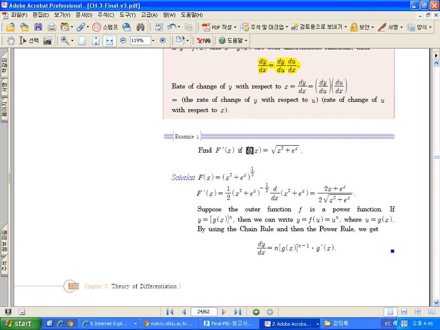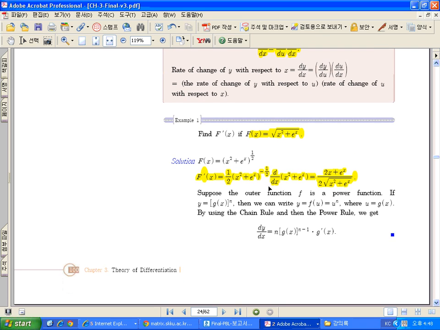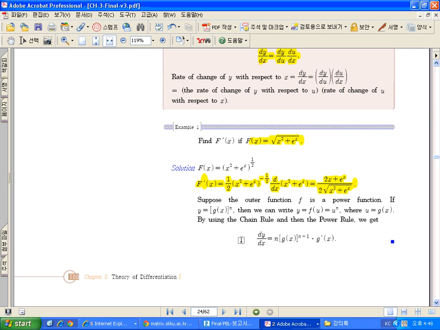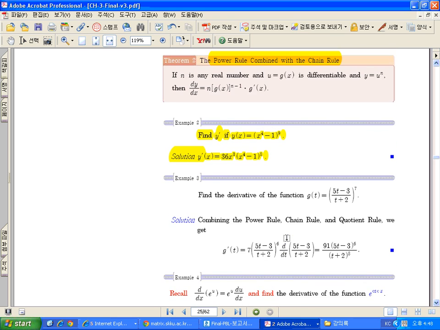So suppose you have a square root of such a function, then you differentiate the outside function first, then you find the derivative of the inside function and multiply. So in general, the chain rule works in this way for the composite function. You do the power rule first, then use the chain rule for the inside function. Okay. Then that makes Theorem 2 like this.